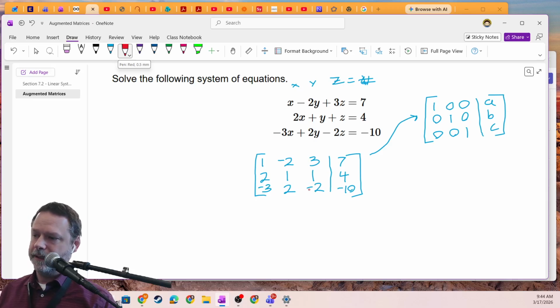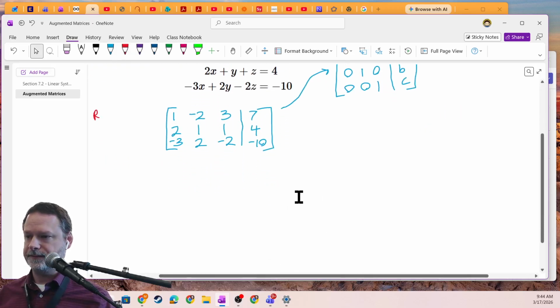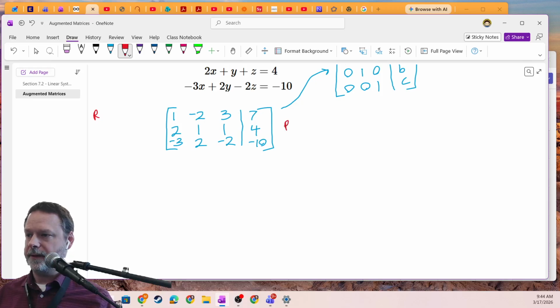What I want to do is get a 1 here. So I'm going to add row 1 to row 3. I'll write R3. Let's slide around here, actually. And I'm going to write here, R3 plus R1.